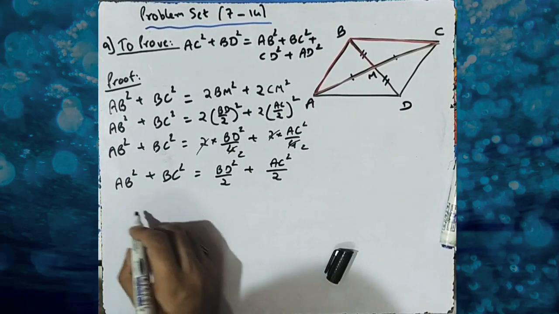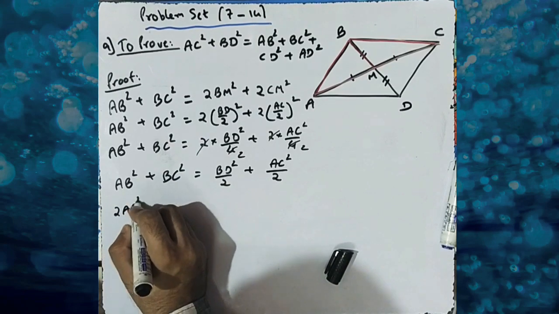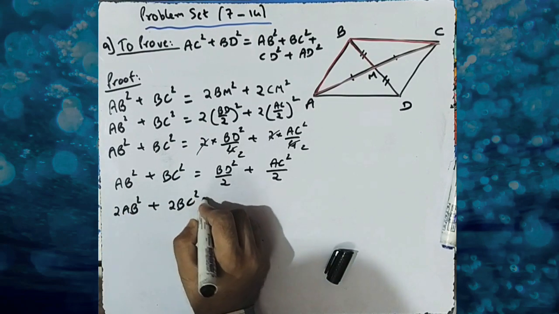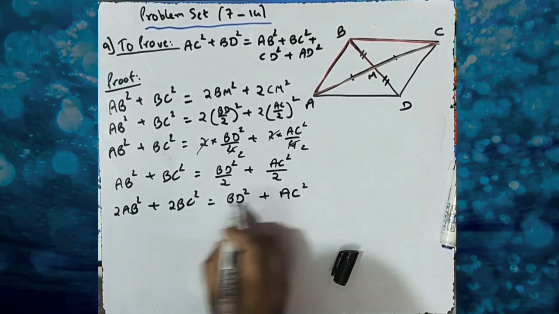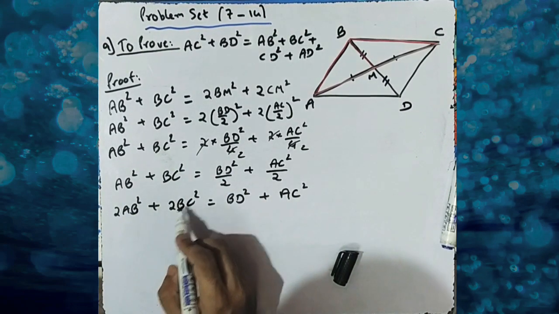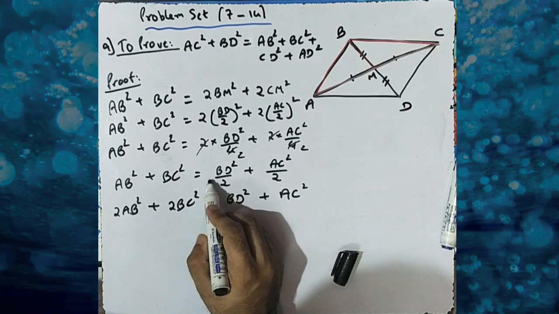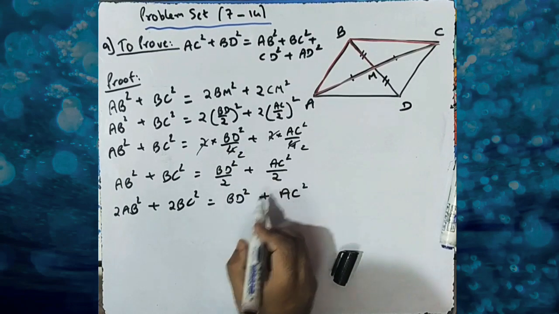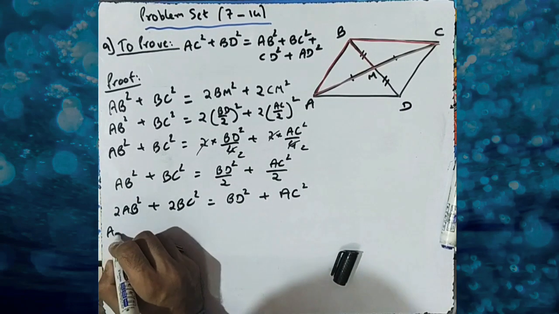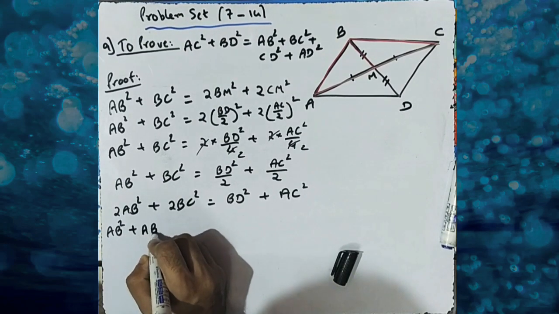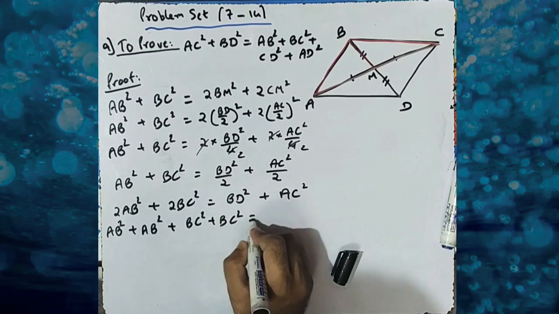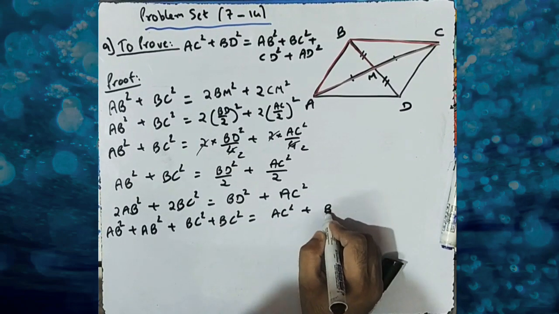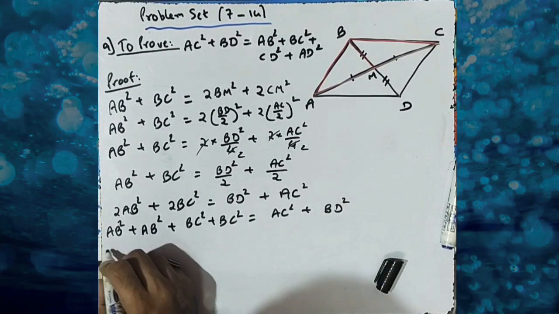Multiplying throughout by 2, we will get 2AB square plus 2BC square is equal to BD square plus AC square. Here 2 will cancel because multiplying by 2, here also 2 will cancel. Now 2AB square, we will write AB square plus AB square. 2BC square, we will write BC square plus BC square is equal to AC square plus BD square.